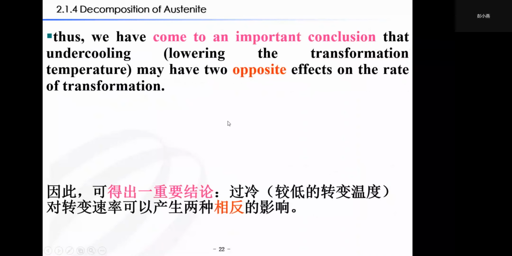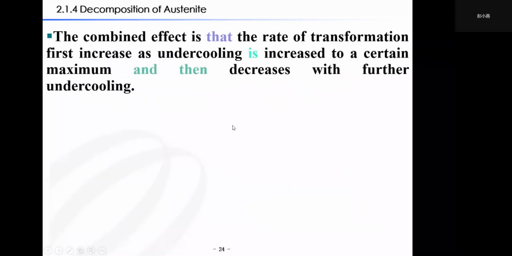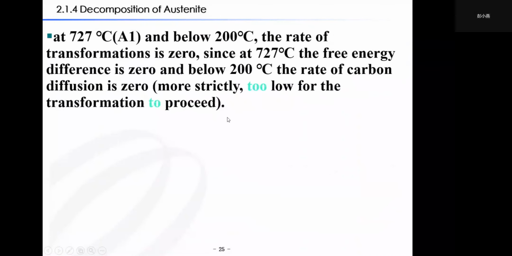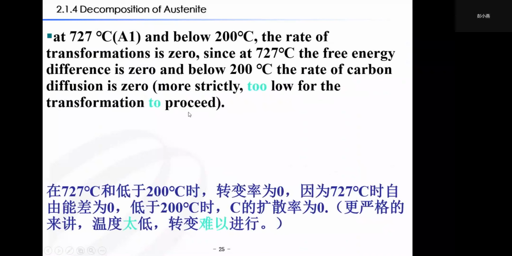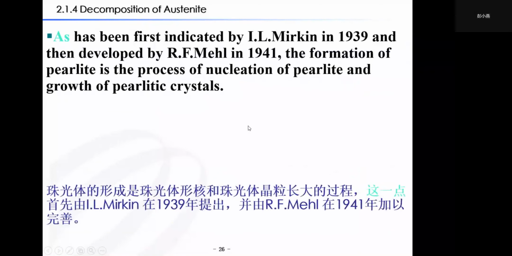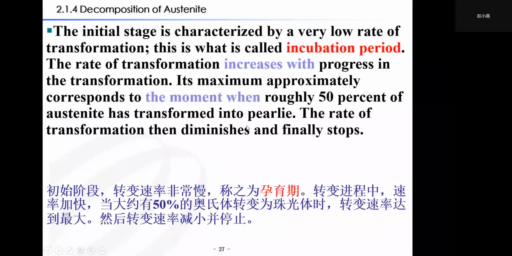Okay, and we'll see that this is the transformation. The initial stage is characterized by a very low rate of transformation, and this is what is called the incubation period. The rate of transformation increases with progress in the transformation. Its maximum approximately corresponds to the amount when roughly 50% of austenite has transformed into pearlite, and the rate of transformation then diminishes and finally stops.